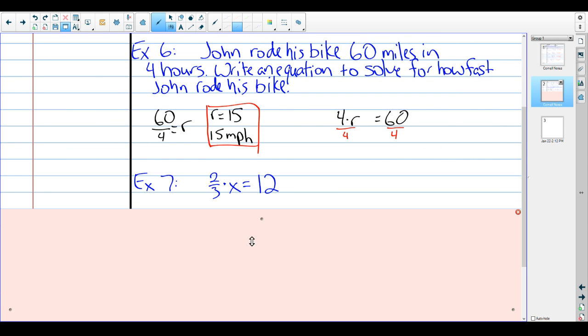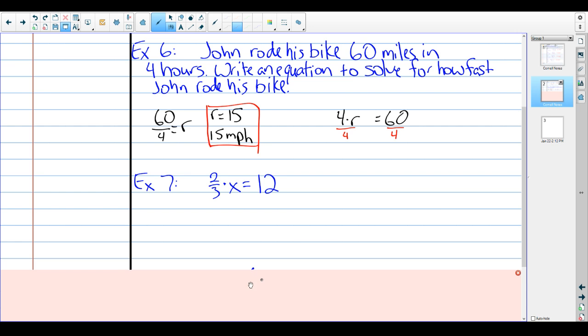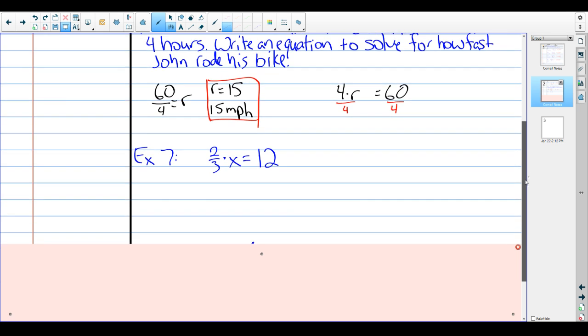Okay. Alright, the last two. These are the tricky ones. Or as tricky as they're going to get for right now. We have 2/3 x equals 12. We're still multiplying here, so do the opposite of multiplication.